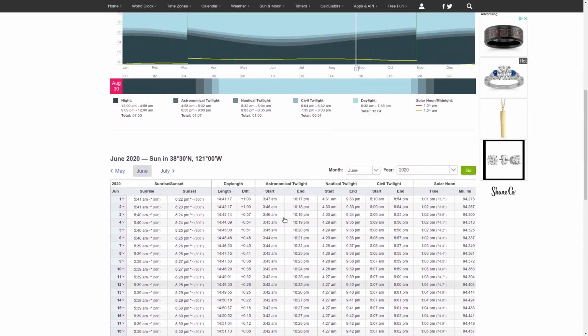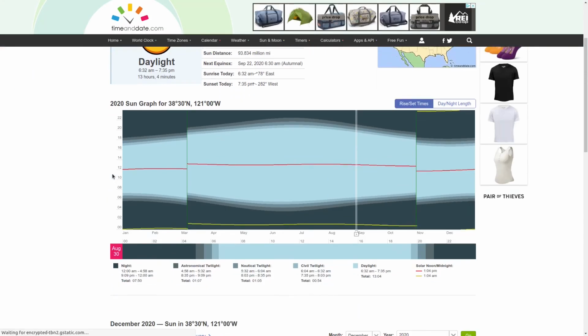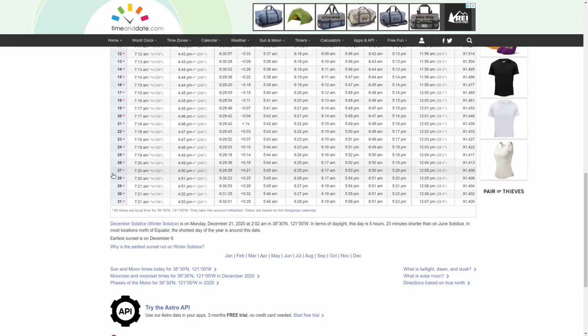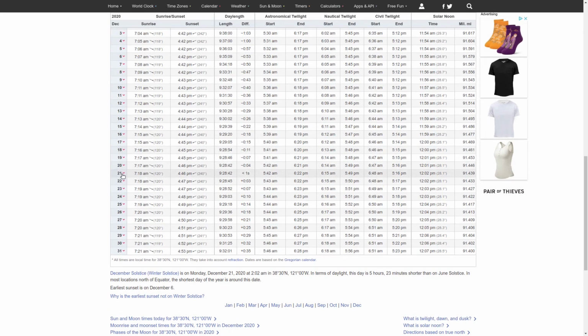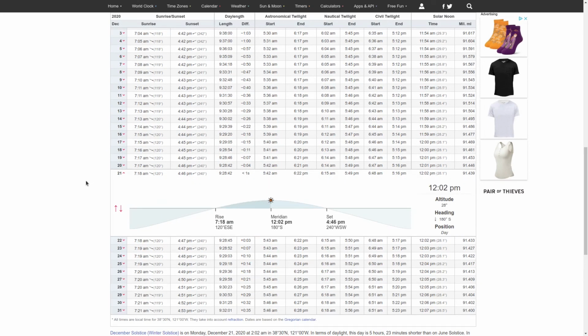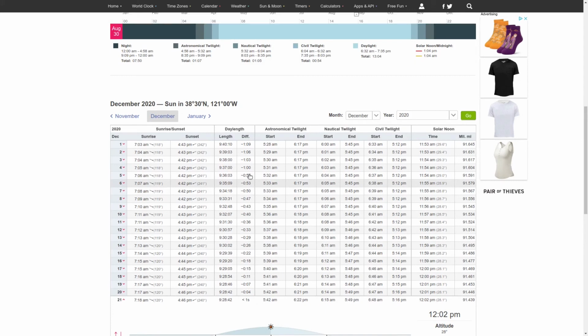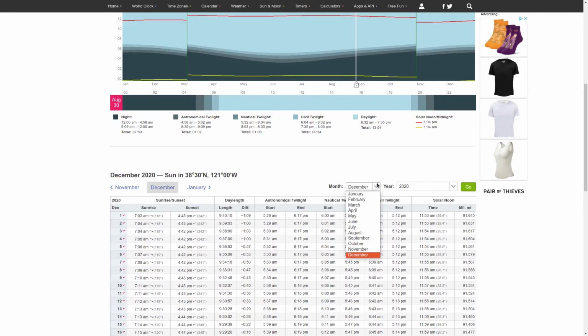So if we look at the other solstice, we can go to December. This will be a preview. Around the 21st, it's going to be the shortest day. You can see the sun comes up at 7:18, sets at 4:46, for a 9-hour and 28-minute day, and we're losing 1 second. All right, that's not super exciting. Let's take a look at March.